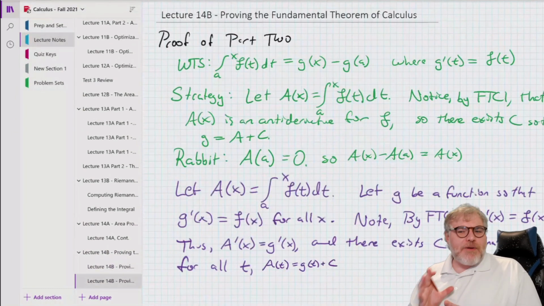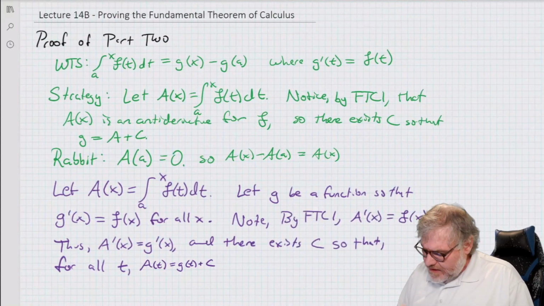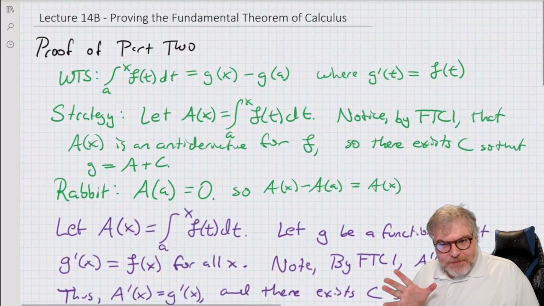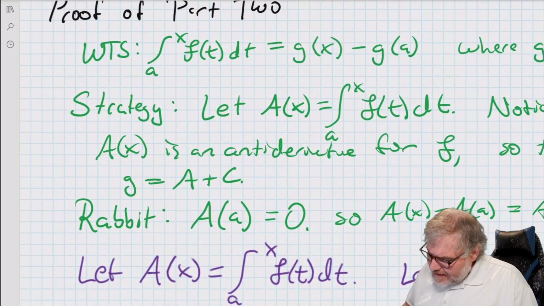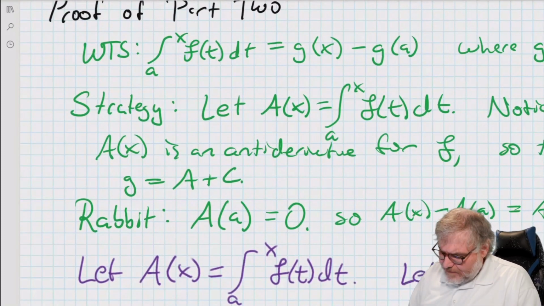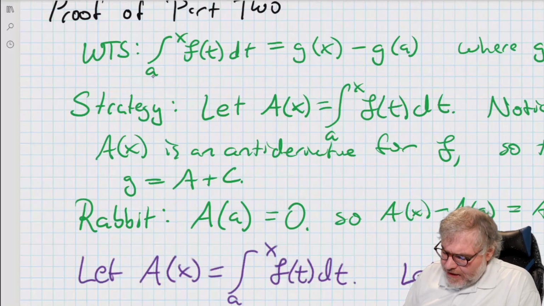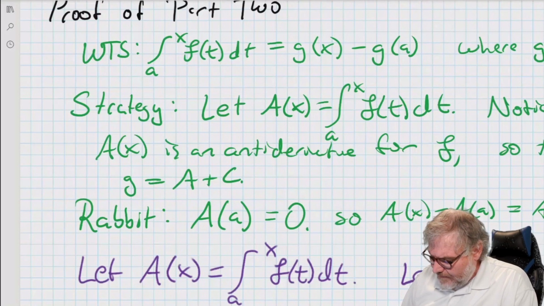Now, the proof of part two, which is the part that everyone really wants to deal with, is kind of an afterthought. It's a rabbit proof. Let A of x be the exact same thing as before, and let g be some antiderivative. I want to show that the integral from a to x of f of t dt equals g of x minus g of a.